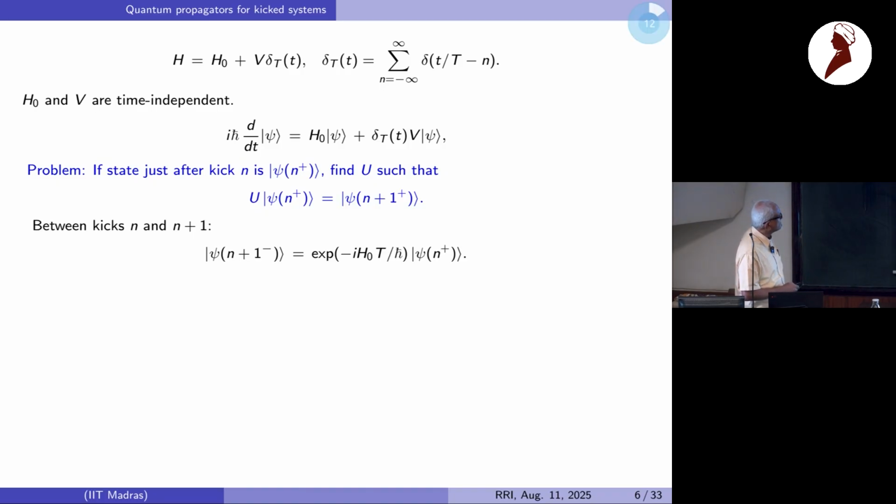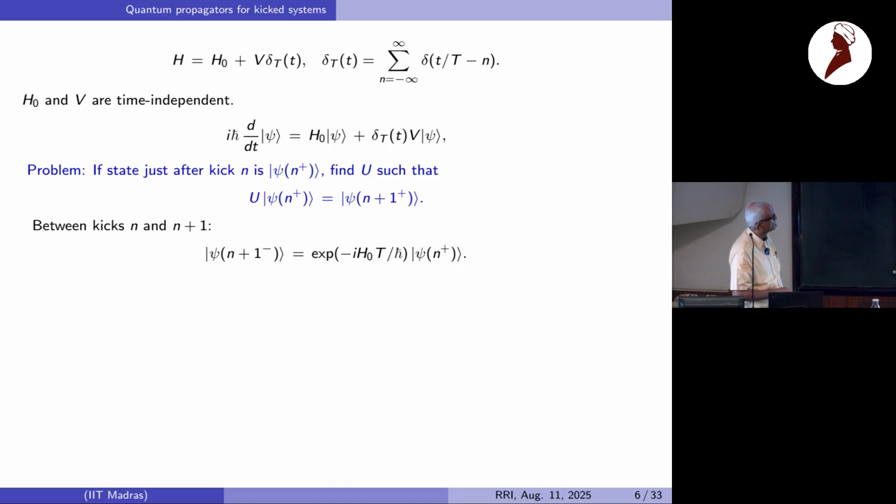So between the n and n plus 1 kick, we'll follow exactly what we did for the classical. In the free part, it's very simple. Between kick n and n plus 1, the kick is not operative. So it's just e to the power of minus i H0 t by h bar, where t is the time between the kicks. And this is the state just before the n plus 1th kick.